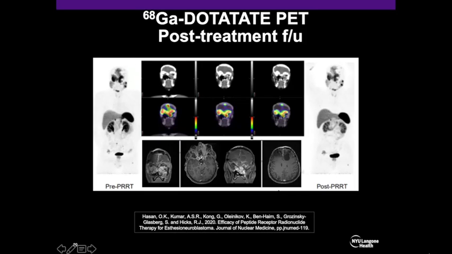So dotatate clearly shows local treatment response, and it functions equally well in demonstrating diffusely metastatic bone disease treatment response, as well as locally aggressive inoperable disease treatment response.